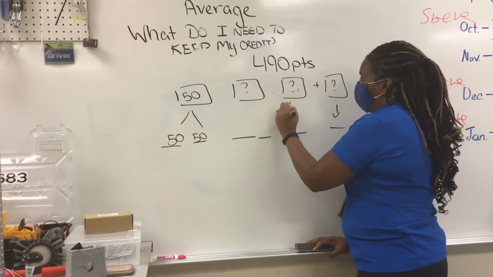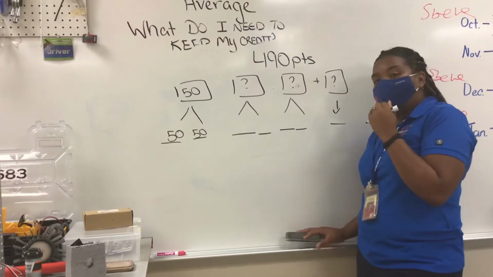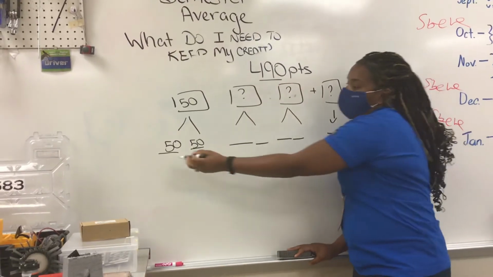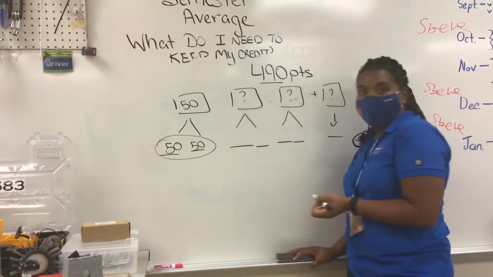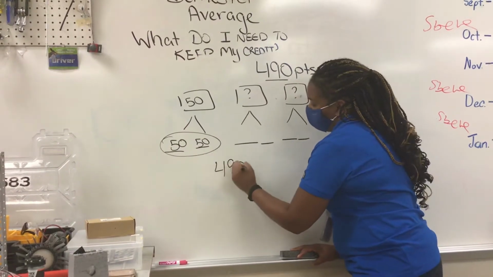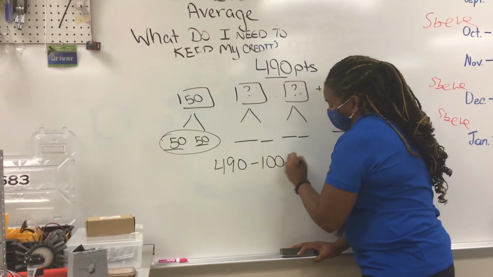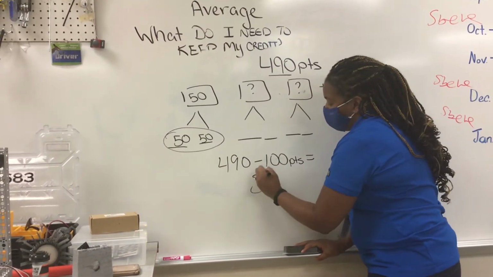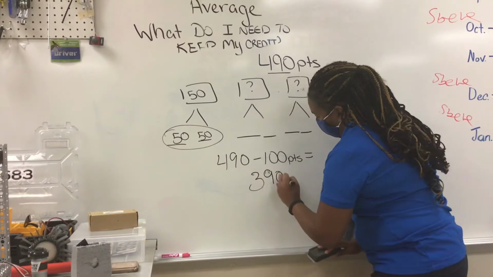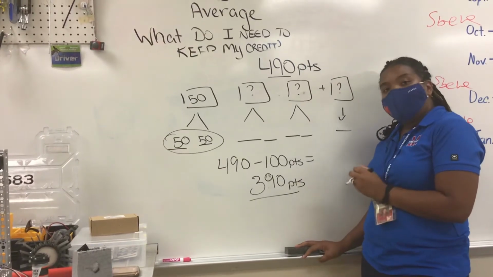This is the diagram before, remember? Okay? Now, since we know out of the 490 points you needed to get, right here, you've already made a total of 100. Okay? We're going to do some subtraction. 490 minus 100 total points. Well, that's going to give you 390 points. So you say, okay, Ms. Johnston, I know I need to make 390 points.